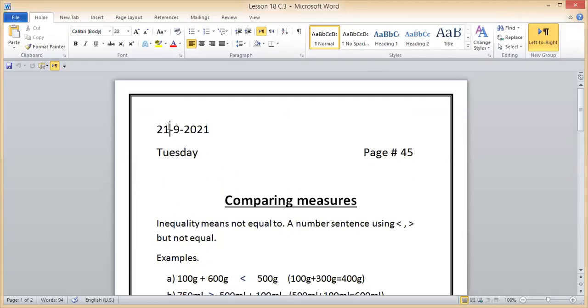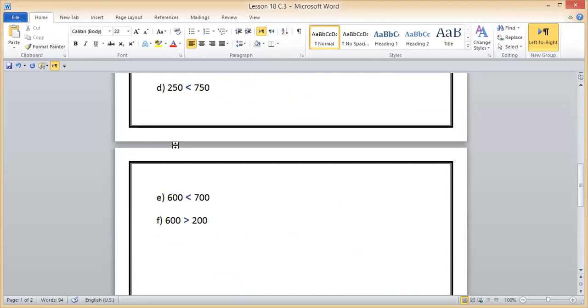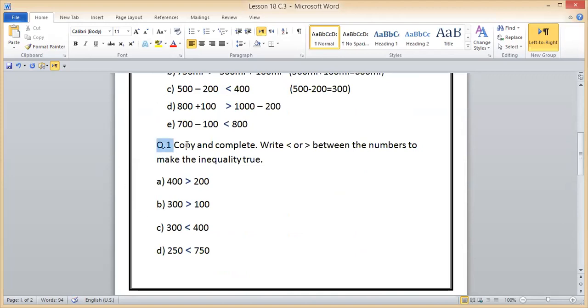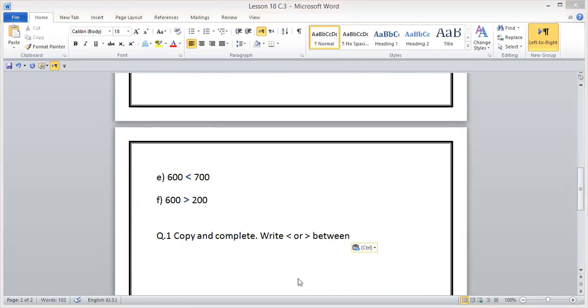You can see a new screen, guys. Today is 26 and it is Sunday, right? Alhamdulillah. Question number 2 is copy and complete, right? Greater than or less than, write a number in the box.